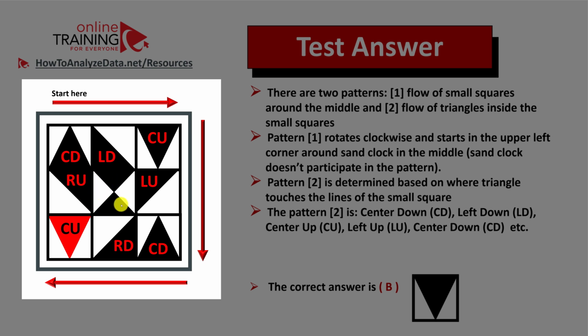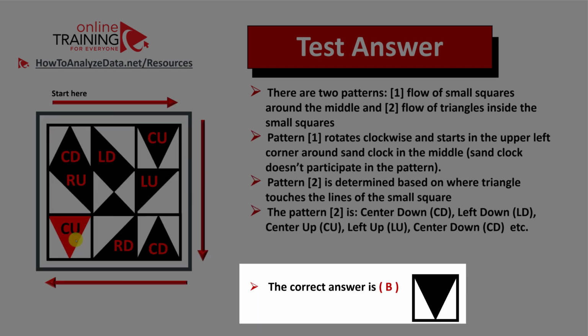participate in the pattern. And pattern 2 is determined based on where a triangle touches the lines of the small square. For example, the triangle in the upper left corner touches the lines of the small square in the center you see on the top, as well as down at the bottom. Next one touches on the left and down. The following one touches in the up and also in the center. And you can continue this pattern to determine the missing item, which is choice B.